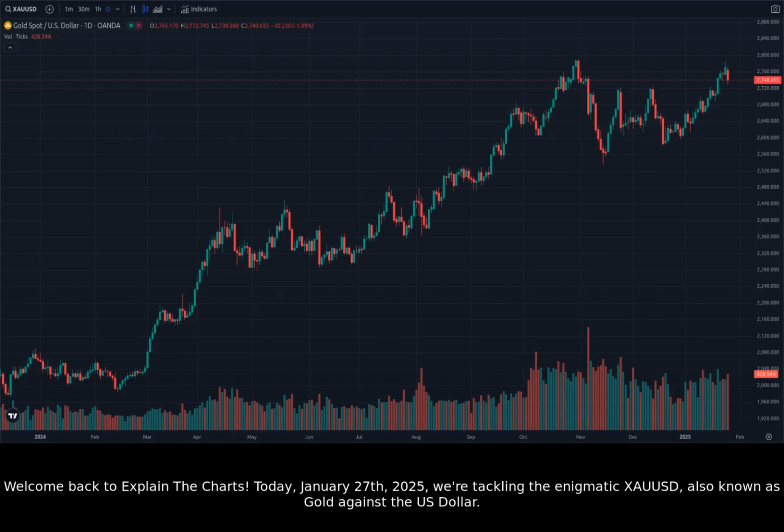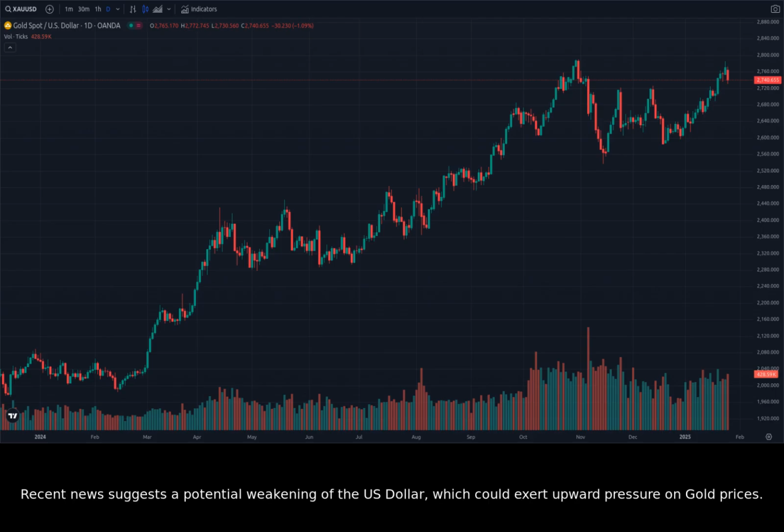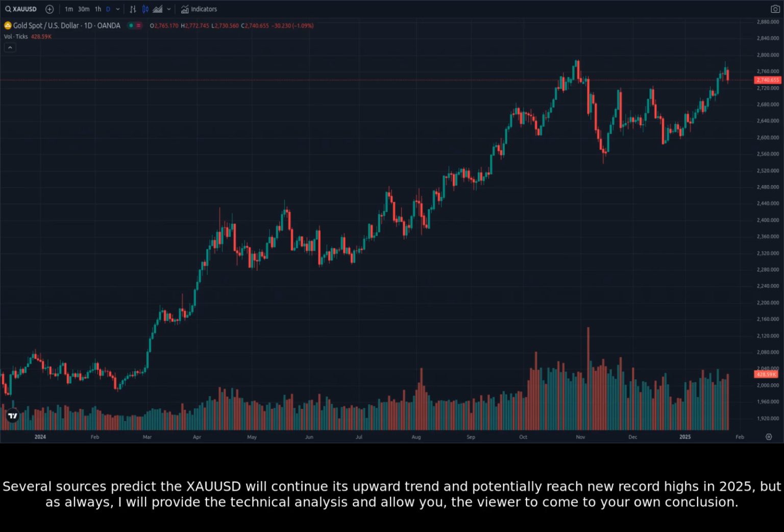Today, January 27th, 2025, we're tackling the enigmatic XAUUSD, also known as gold against the US dollar. Recent news suggests a potential weakening of the US dollar, which could exert upward pressure on gold prices. Several sources predict the XAUUSD will continue its upward trend and potentially reach new record highs in 2025. But as always, I will provide the technical analysis and allow you, the viewer, to come to your own conclusion.